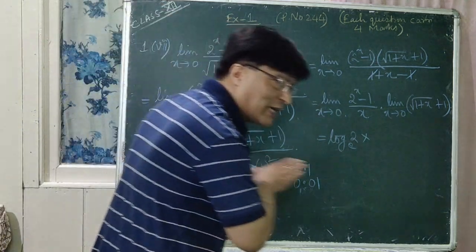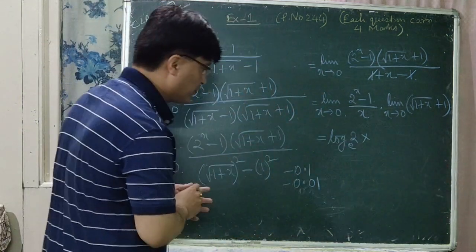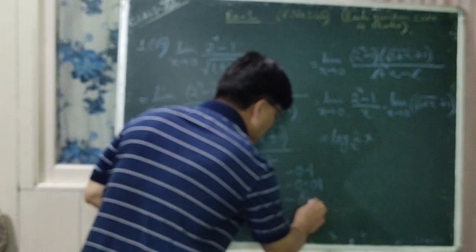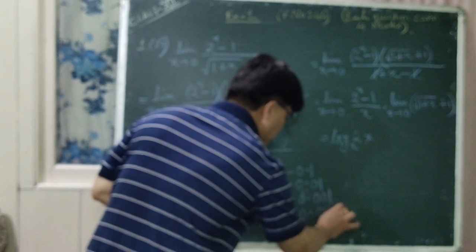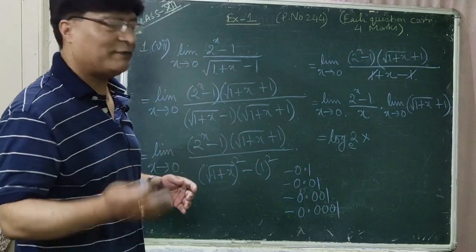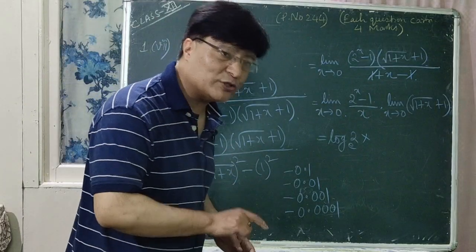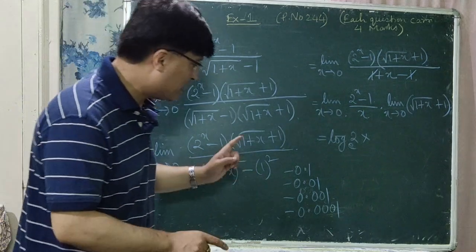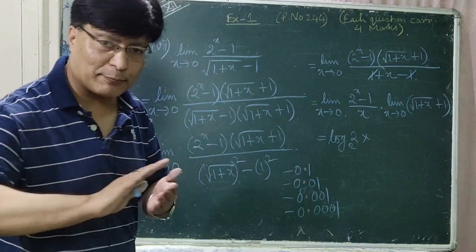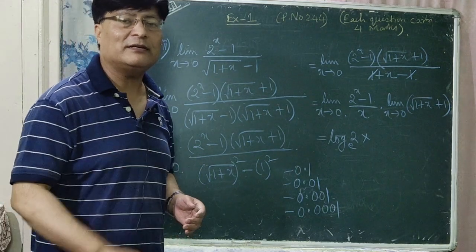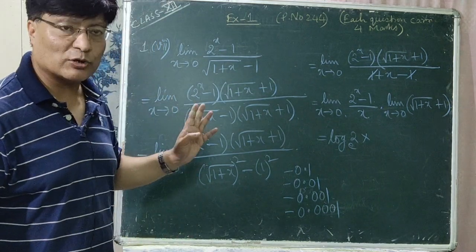That is, it is approaching towards 0. Again, minus 0.001, minus 0.0001, you may have minus 0.40 and 1, you may have minus 0.50 and 1, like that. That is, it is approaching towards 0 from the left hand side. Is that clear to all of you?